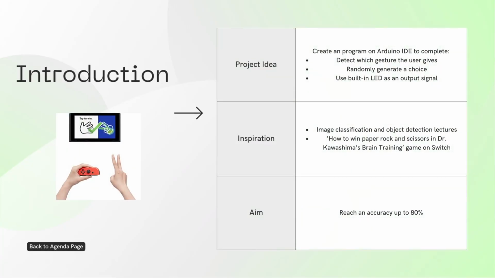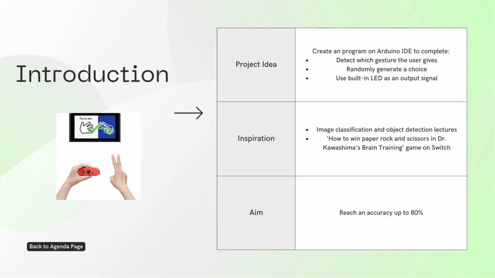The idea of this project is to create a simple program on Arduino IDE to complete three tasks, including recognizing which gesture the user gives, generating a choice randomly, and then comparing them and using an LED light as an output to tell the user whether they win against the computer or not.